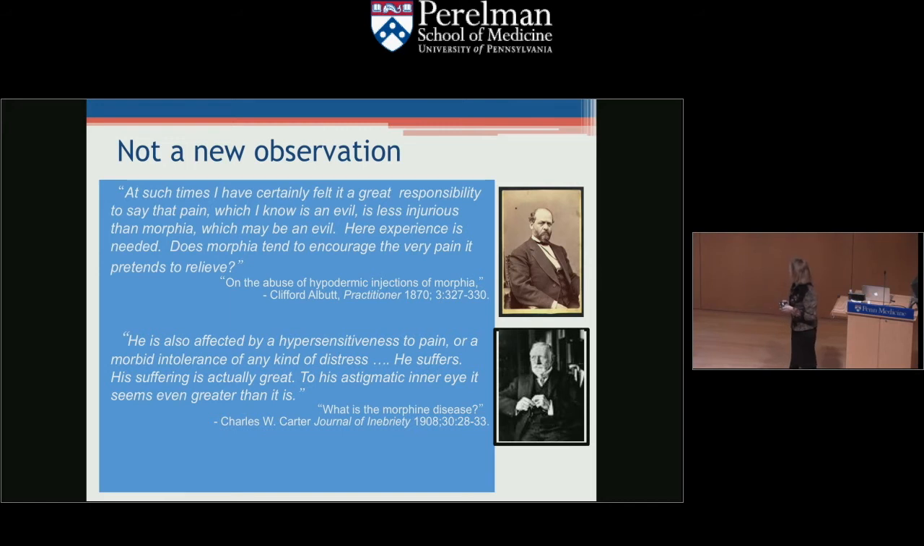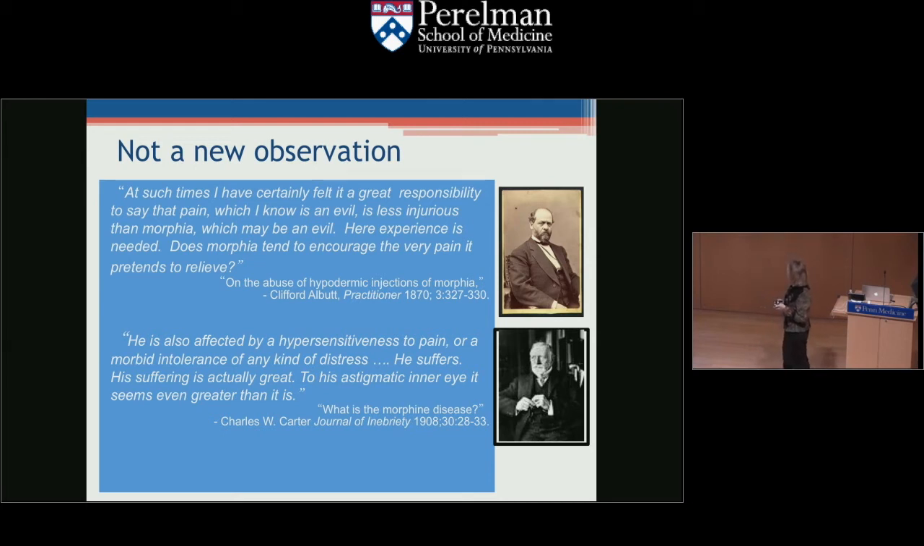Now, in exploring this more, I realized that this was not a new observation. Back in the early 1900s, when we were starting to understand what opiate addiction was, there were clinicians reporting these sorts of hyperalgesic responses. Clifford Albert said, at such times I have certainly felt it is a great responsibility to say that pain, which I know is an evil, is less injurious than morphia, which was the name for opiate addiction back then, which may be an evil. Here experience is needed. Does morphia tend to encourage the very pain it pretends to relieve?